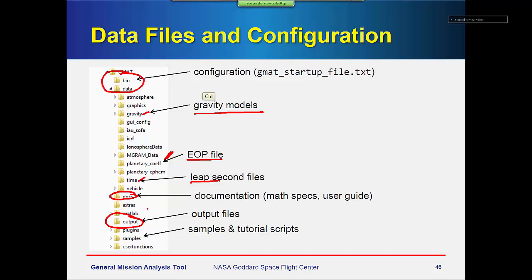If you generate output files like ephemeris files and report files, they'll end up in this output folder by default, unless you specify some other location. And the samples folder is something worth exploring. We have about 40 different example scripts in there from various missions, showing off different functionality and things. So if you have a question about how to do something in particular, likely there's a sample mission that does part of it. You can just copy and use.